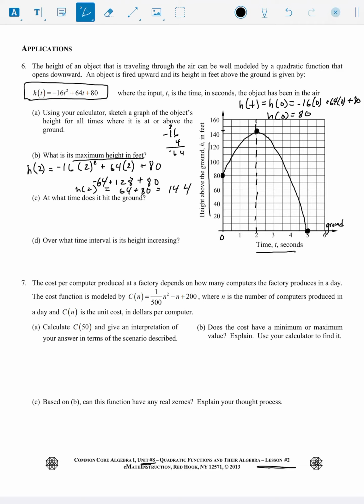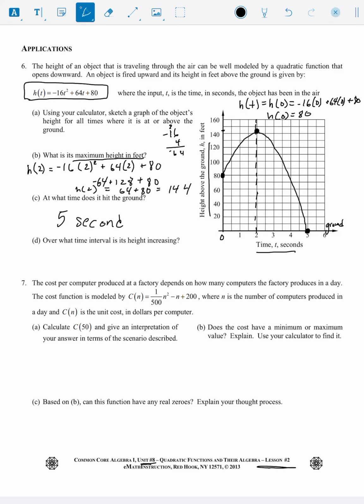All right, so question C says, at what time does it hit the ground? Well, we've decided that it hits the ground 5 seconds after it was thrown. It rises for the first 2 seconds and then falls for 3 seconds.